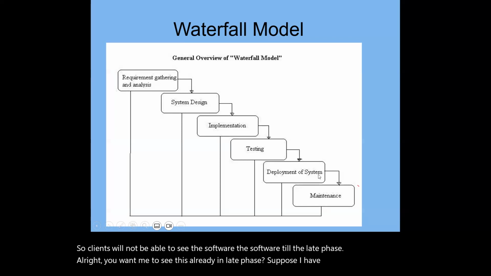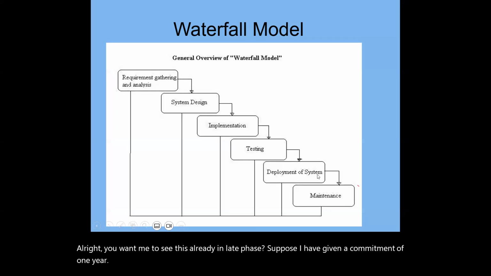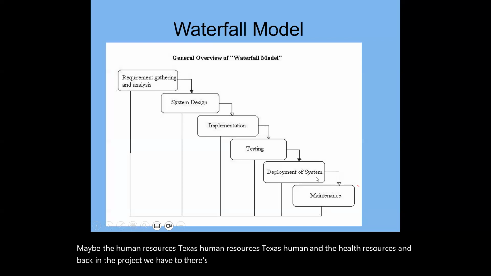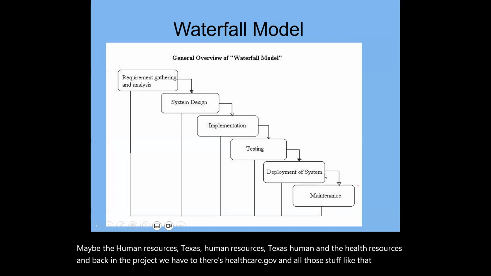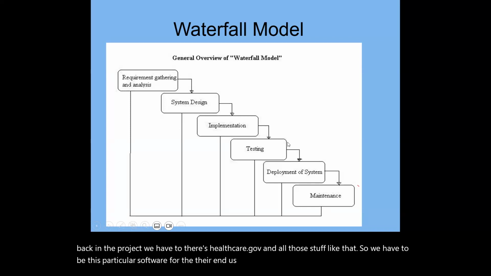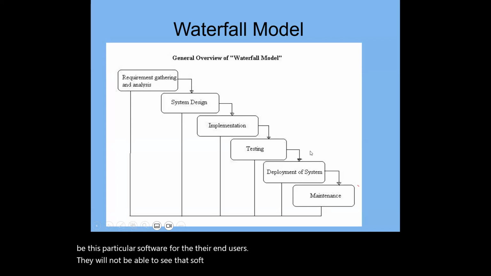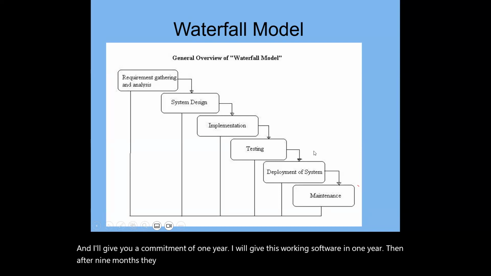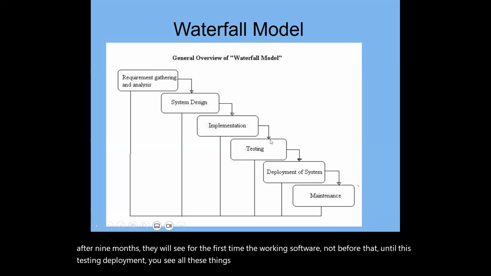Suppose I have given a commitment of 1 year. Maybe the Texas Health and Human Resources embark on a project, like healthcare.gov and stuff like that. We have to build this particular software for their end users. They will not be able to see that software until the late phase. I've given a commitment of 1 year, that I will give this working software in 1 year. Then after 9 months, they will see the working software for the first time, not before that. You have to go through all these phases, testing, deployment, all these things.